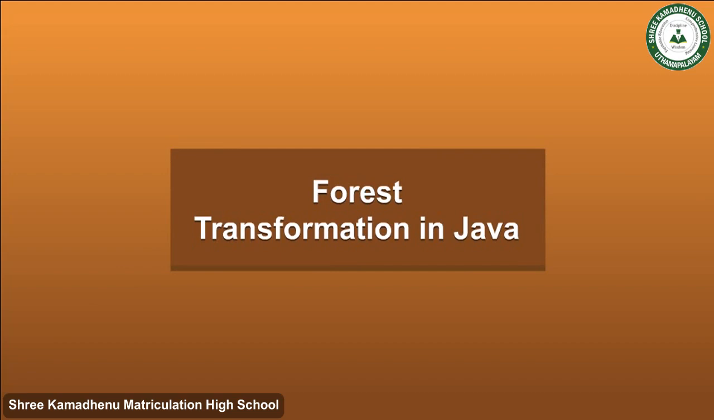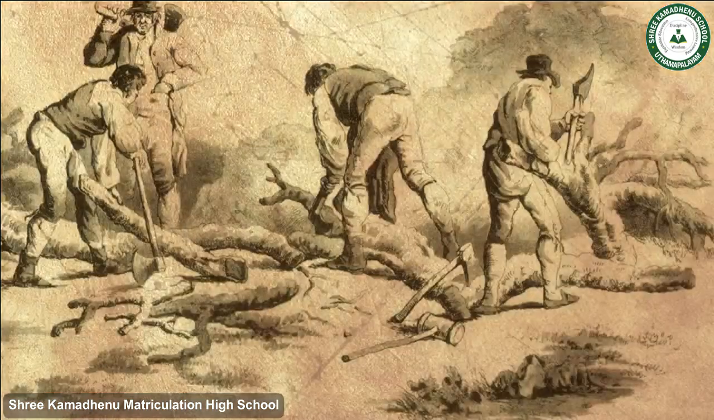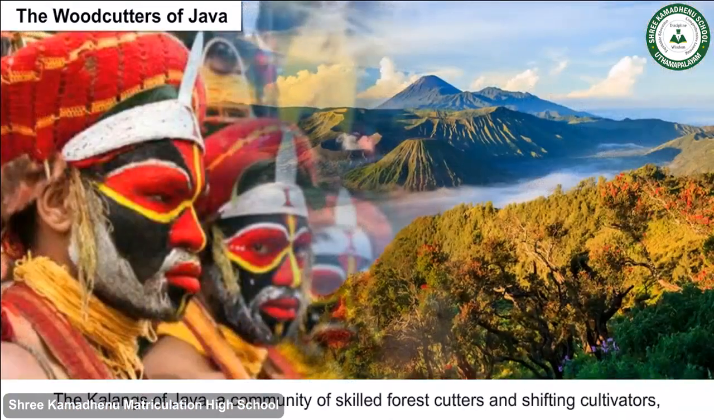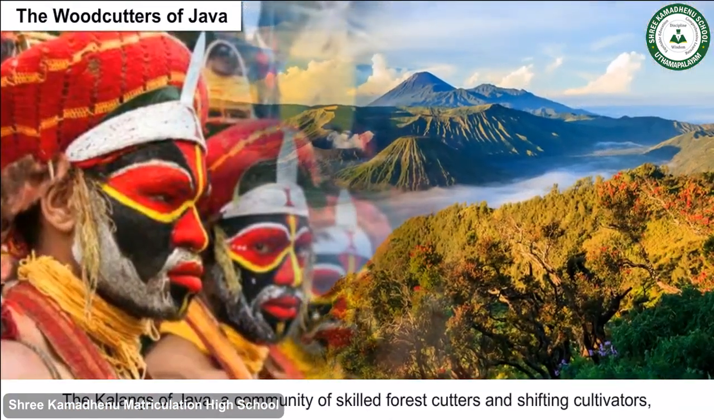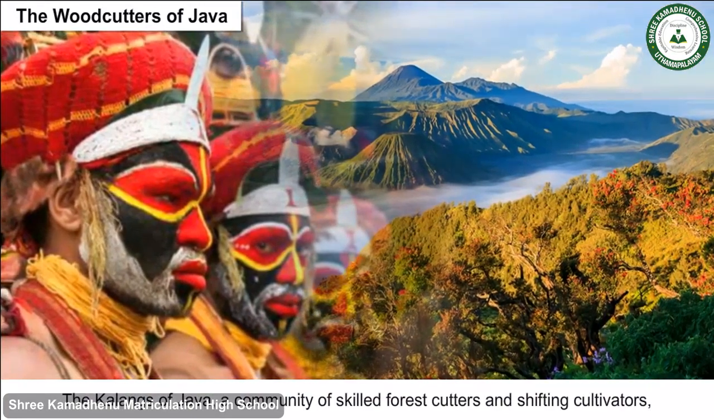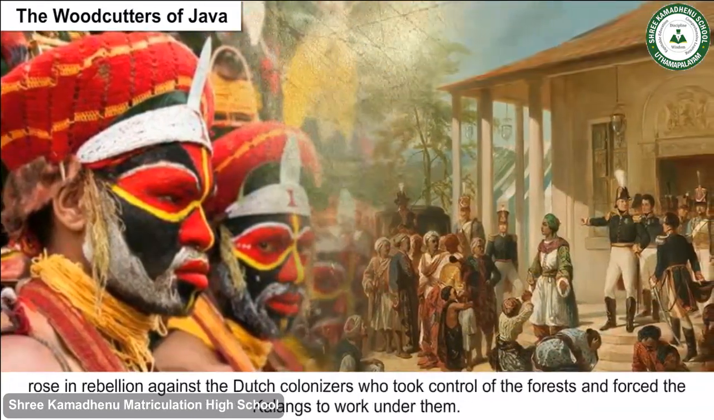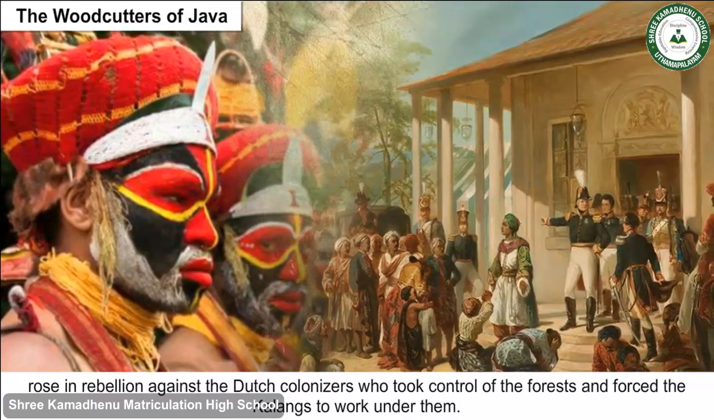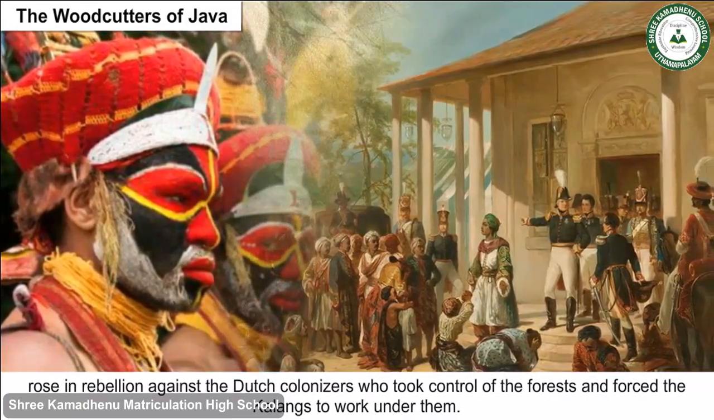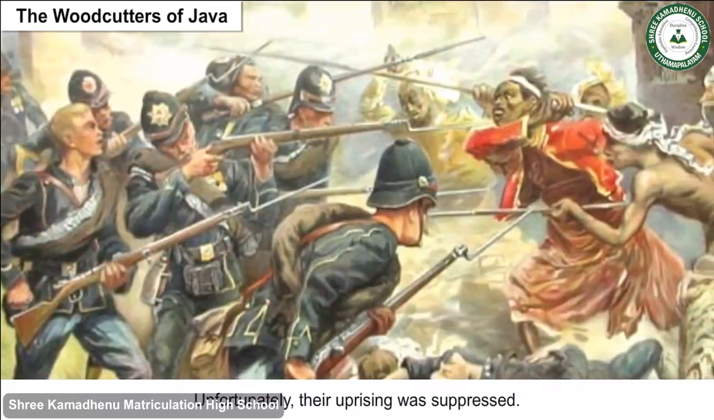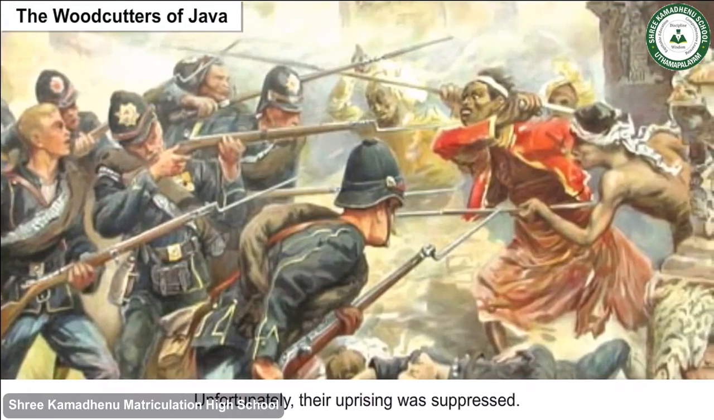Forest transformation in Java. The woodcutters of Java. The Kalangs of Java, a community of skilled forest cutters and shifting cultivators, rose in rebellion against the Dutch colonizers who took control of the forests and forced the Kalangs to work under them. Unfortunately, their uprising was suppressed.